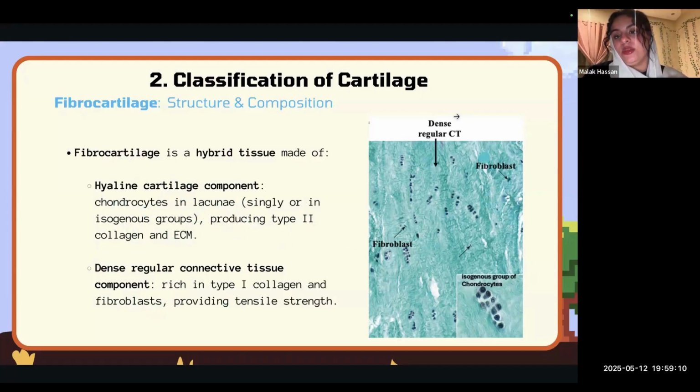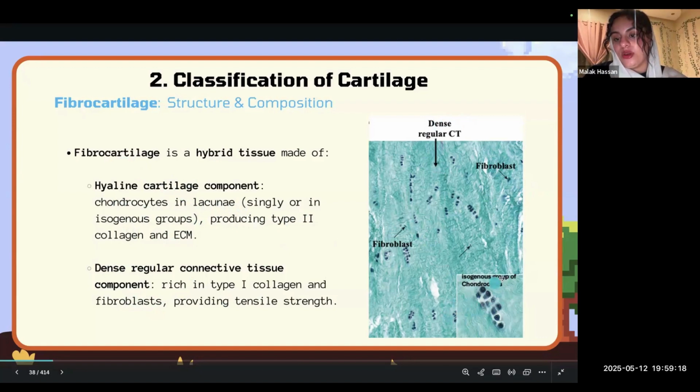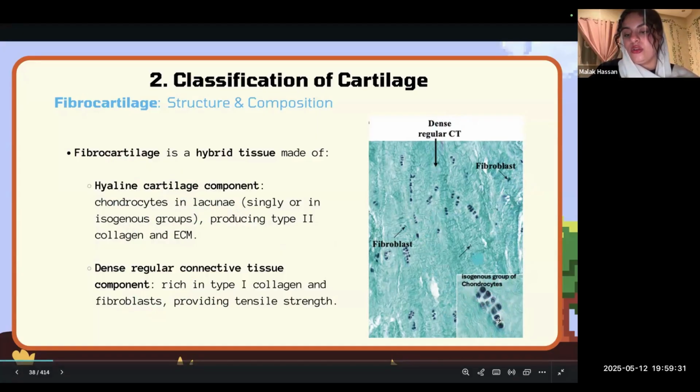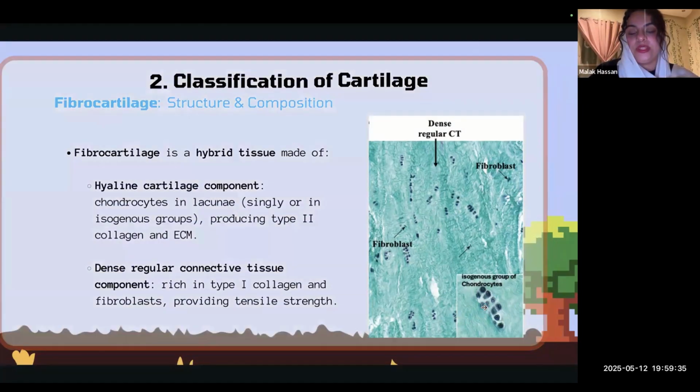Now we can see it here in this image. You have dense regular connective tissue that's shown. You have fibroblasts, and then if we zoom in on this part here, you have an isogenous group of chondrocytes. Now, the fibroblasts, how can you tell the difference? Fibroblasts usually are very flattened and they lie on their own, whereas chondrocytes usually exist in isogenous groups and they sit in lacuna.